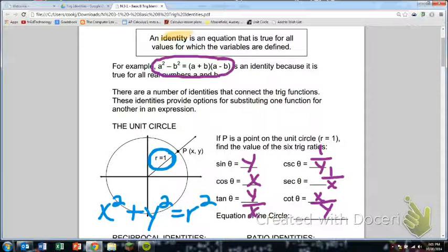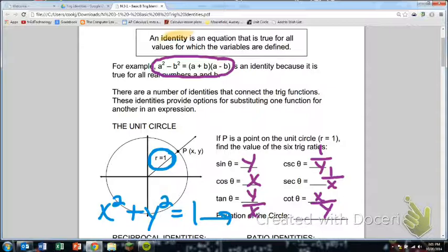Sorry, I was not going to try to talk over her. So the formula for the equation of a circle is x squared plus y squared equals the radius squared. So for the unit circle, since the radius is 1, 1 squared is just 1. So this is the equation for the unit circle.